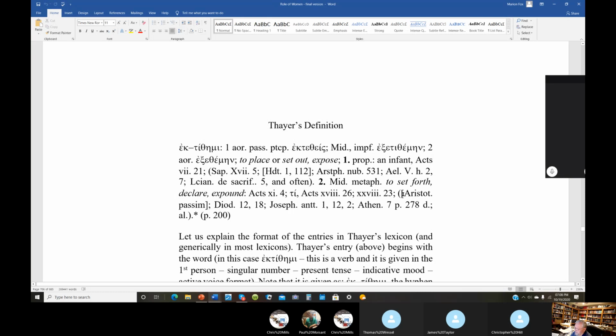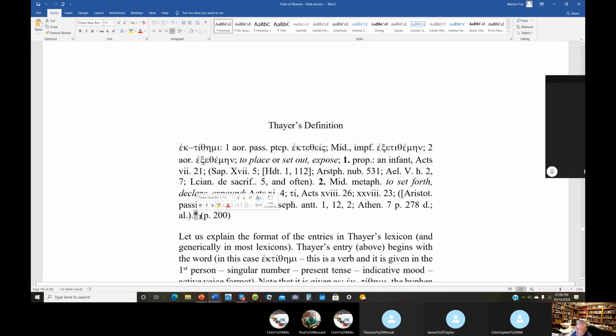These are the various sources they have consulted to get the meaning of the word. Is that clear? That would be Josephus' Antiquities. This is Aristotle's writing, one of his writings. And Thayer will tell you what these abbreviations mean in the first part of his book, in the preface. Right, this is on page 200.